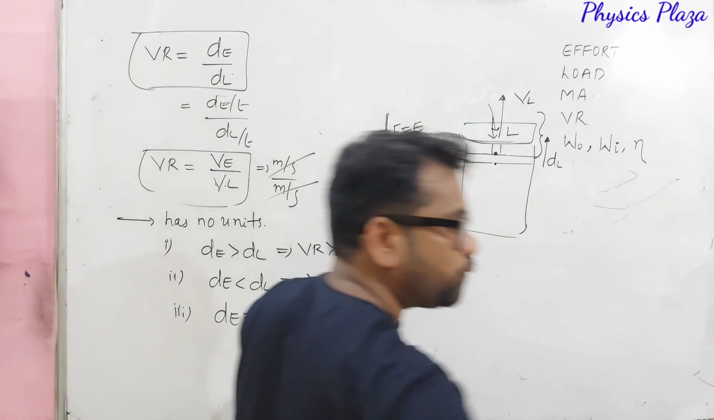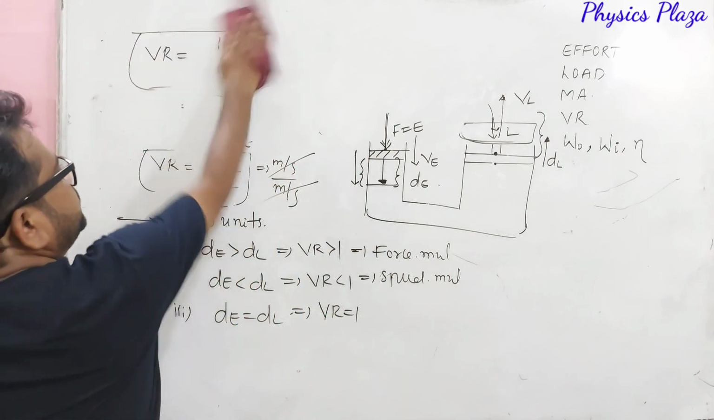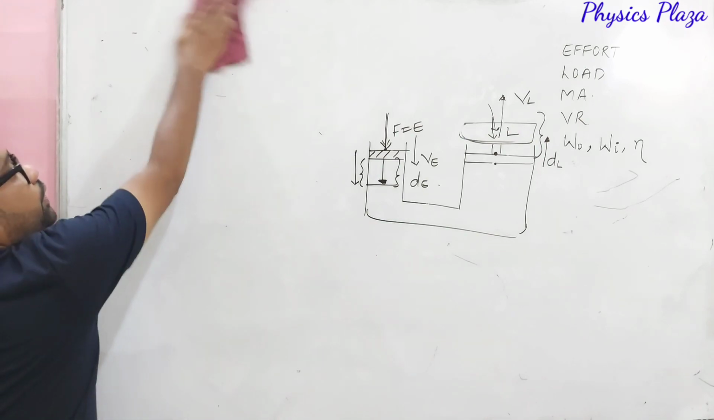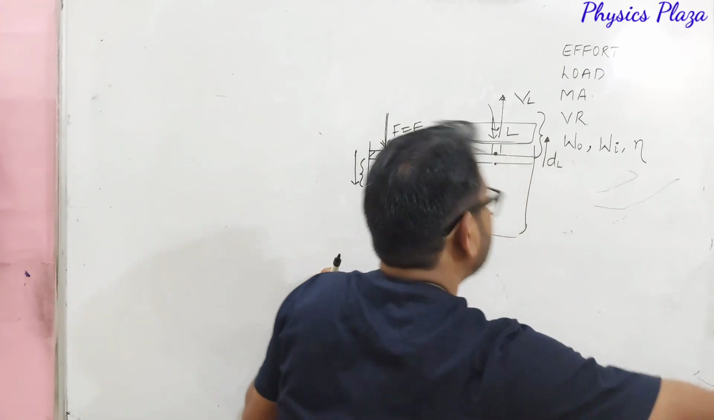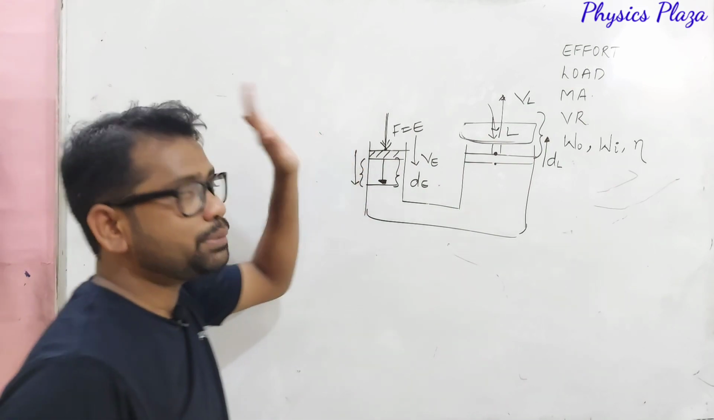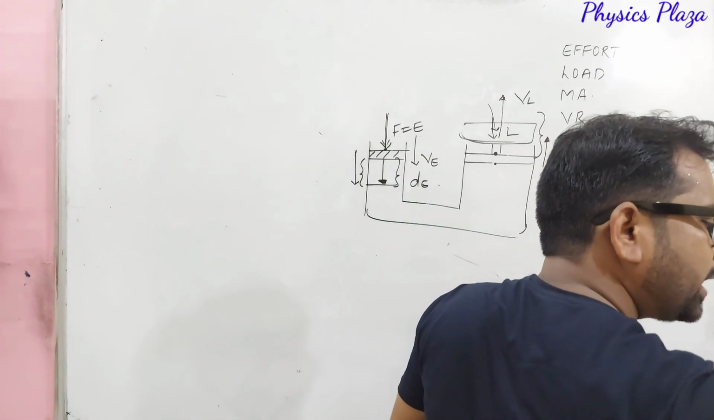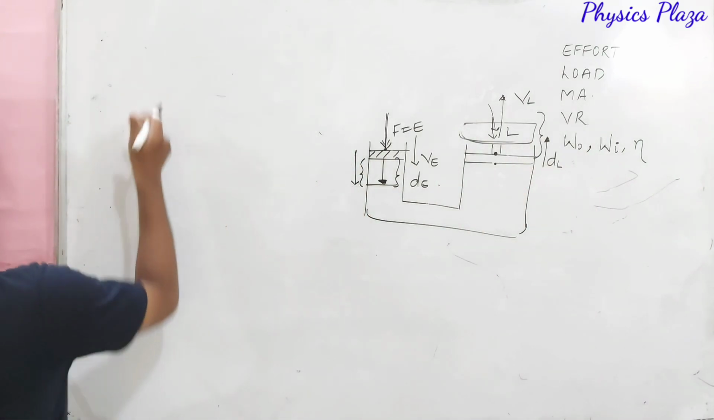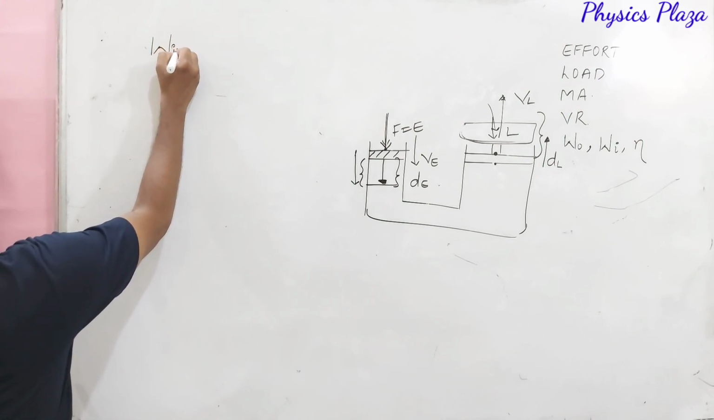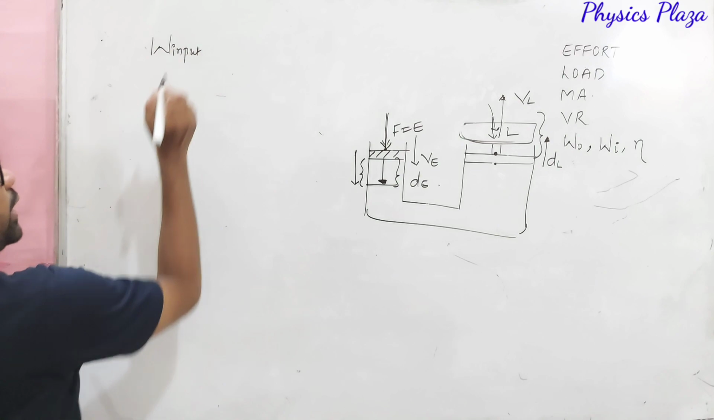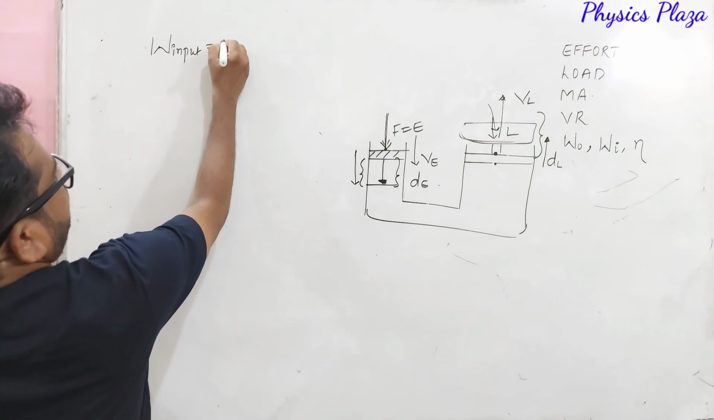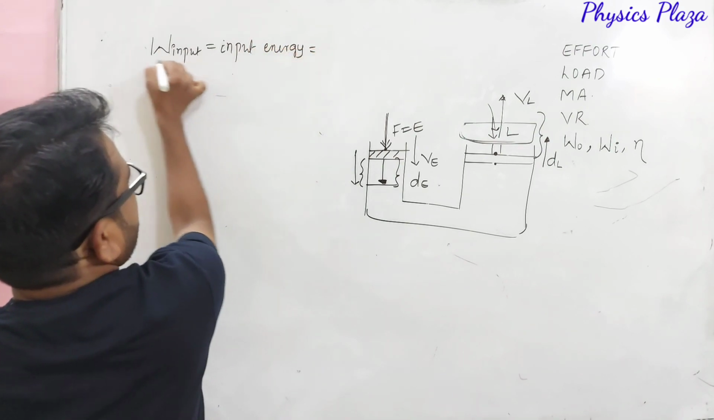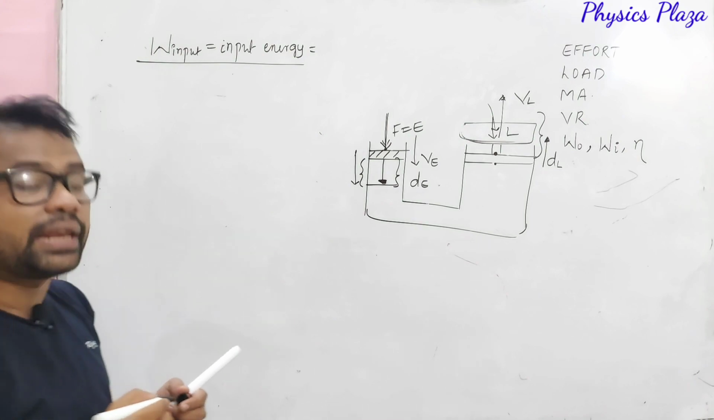Now we will discuss what is work input and what is work output. After that we can calculate the efficiency and how it is related to the velocity ratio and mechanical advantage. Children, have the same diagram. With the help of the same diagram, we can discuss work output and work input. First, let us discuss work input, or input energy. Work input or input energy, both are the same, because we know that work and energy are equivalent. So how to define work input? How to calculate work input?